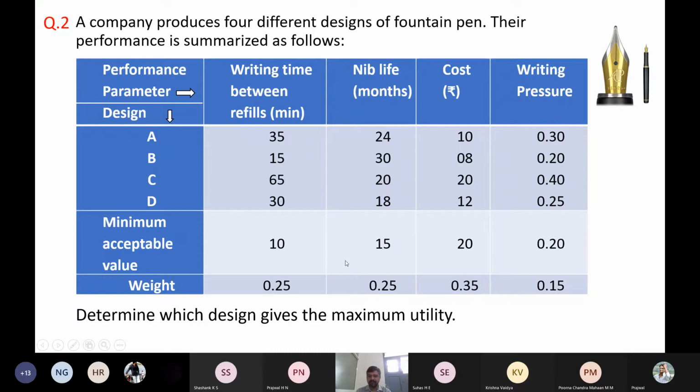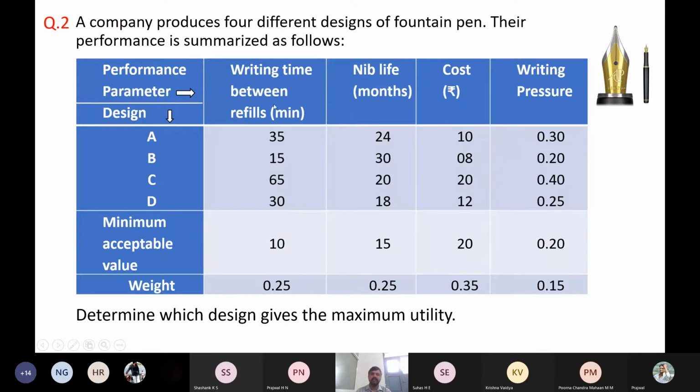In a few problems they may not give weightage. They may ask you to assign weightage on your own. Then you have to assign values such that if you add all these weightage values, the sum will be equal to 1.